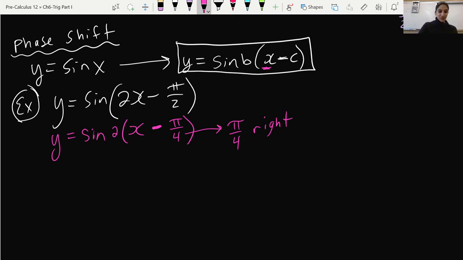I also know that this 2 tells me that my period would be 2 pi over b. The b value is 2, so 2 pi over 2 means my period must be pi.